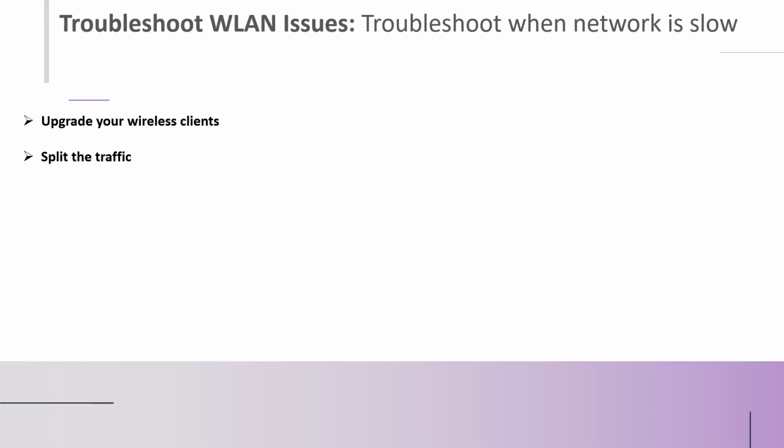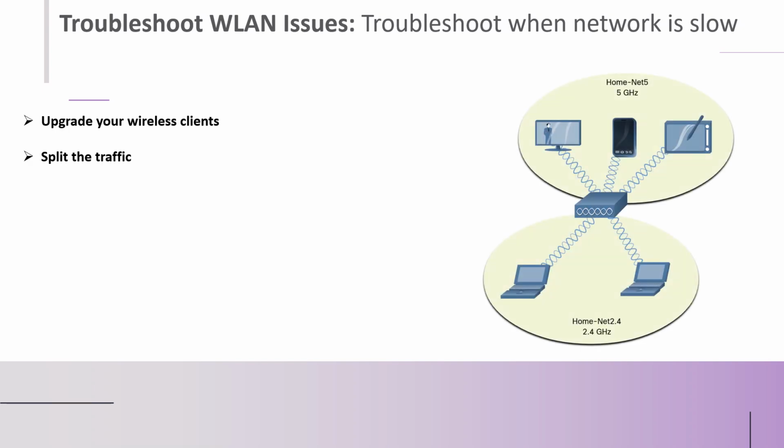The other thing is splitting the traffic. The easiest way to improve wireless performance is to split the wireless traffic between the 2.4 GHz band and the 5 GHz band, so 802.11n or better devices can use the two bands as separate wireless networks to help manage the traffic. For example, use the 2.4 GHz network for basic internet tasks such as web browsing, email, and downloads, and use the 5 GHz band for streaming multimedia, as shown here in this figure.